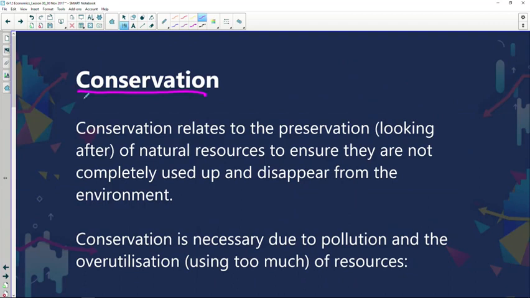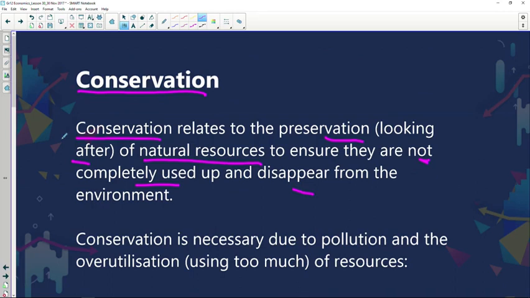So we know that conservation relates to the preservation or the looking after of natural resources to ensure that they are not completely used up and disappear from the environment. So we want to look after the natural resources, although we do need the natural resources in the production process, but we need to ensure that the future generations also have access to these natural resources. So we need to prolong them in our usage so that they do not die out or disappear from the environment. So conservation is very important.